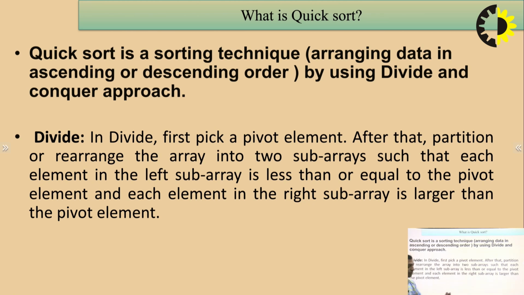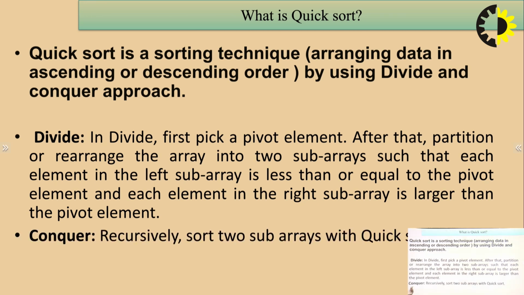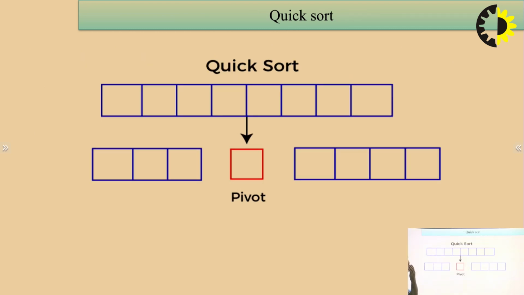So it means first position the pivot element such that the elements to the left of the pivot are less than or equal to the pivot and the elements to the right are greater than the pivot element, and we will repeat this process. Divide and conquer means recursively sort the two subarrays with quicksort, the left portion and the right portion, using the same approach as before. Now we will see by example. If this is the array, choose the pivot at the proper position. This is the left subarray and the right subarray.